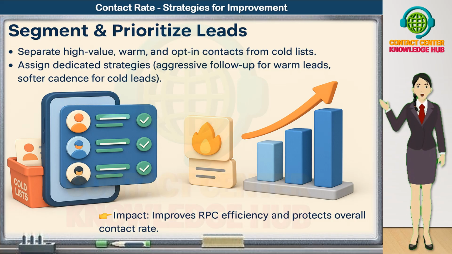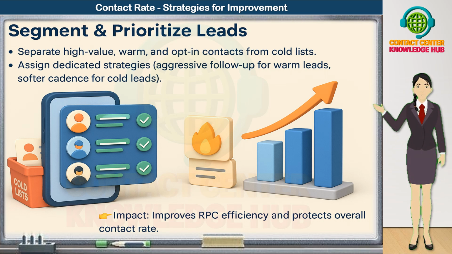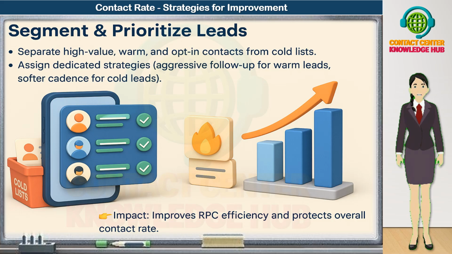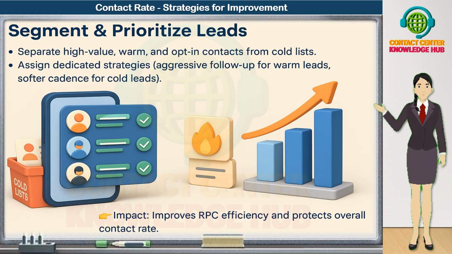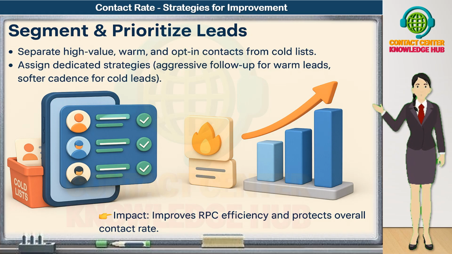Once your segments are clear, assign dedicated strategies for each group. Use aggressive follow-up cadences for warm leads who have shown recent interest, and soften outreach for cold leads to avoid fatigue and blocking. This targeted approach ensures that your best resources, time, technology, and agents are invested where they'll create the greatest impact. Impact: smart segmentation and prioritization improve right-party contact, protect overall contact rate, and ensure that every dialing effort aligns with business potential.